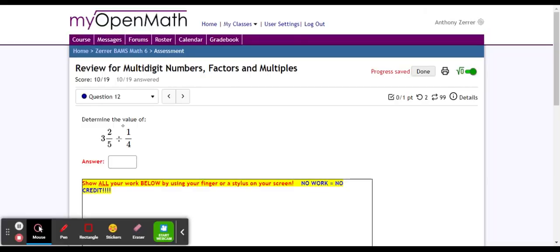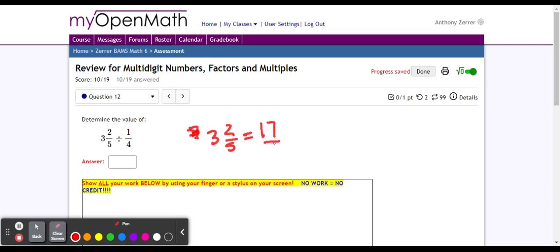All right. I was interrupted in the last version, so I'm going to redo this. So we have 3 and 2/5. That's the same thing as 17/5. And that's divided by 1/4. Well, if I divide by 1/4, it's the same thing as times 4/1 because you have to multiply by the reciprocal. 17 times 4, that's 17 times 2 is 34, 68. So this is 68 divided by 5, and that goes in 13 times.